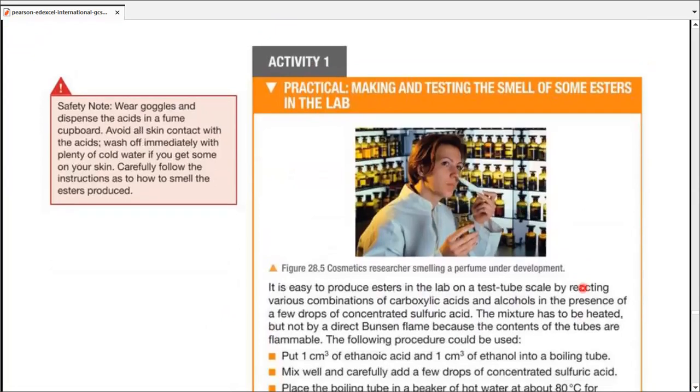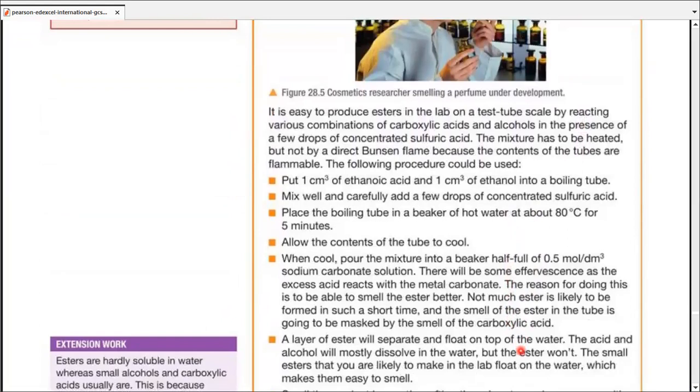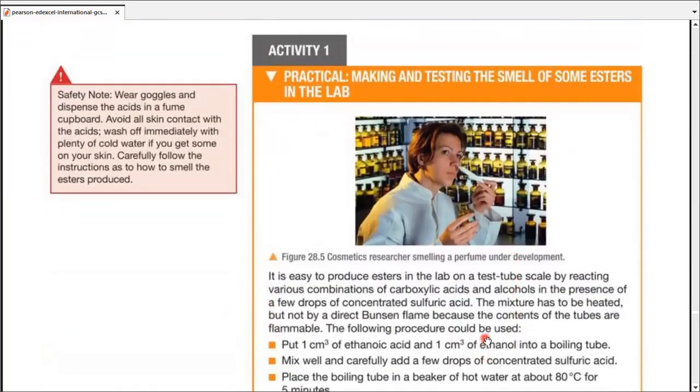Now, let's go with an activity, a practical: making and testing the smell of some esters in the lab. As we are going to work in the lab, we will need to follow a certain set of steps in order to get the smell correctly. Safety note: wear goggles and dispense the acid in the fume cupboard. Avoid all skin contact with the acid. Remember, we were using concentrated sulfuric acid, which is extremely corrosive and dangerous. Wash off immediately with plenty of cold water if you get some acid on your skin. Carefully follow the instructions as to how to smell the esters produced.